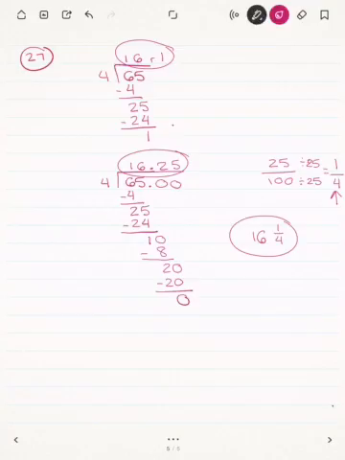And then the second part of that was just which form do you prefer? So that is up to you. All of these answers are the same. All right, so that's how you would do that one.